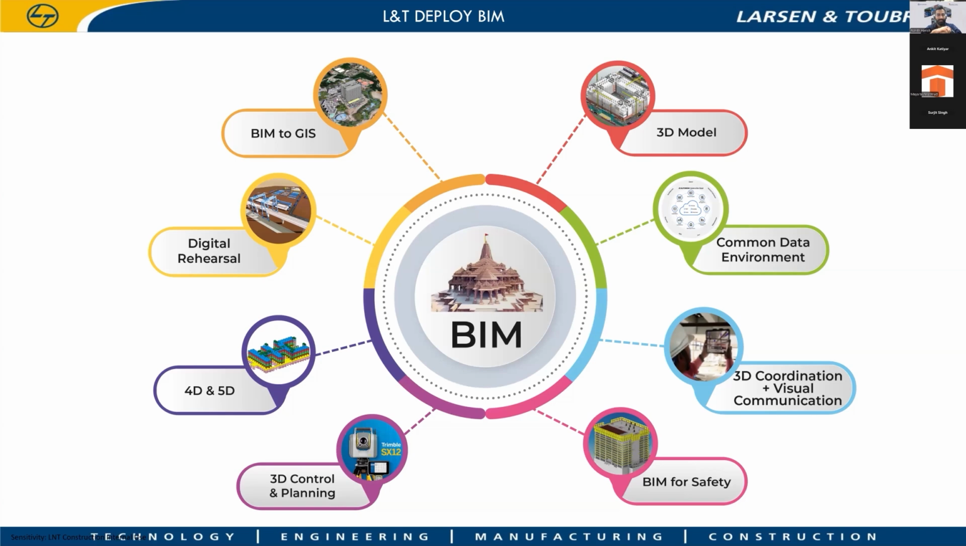And also we deploy BIM at field, starting from 3D coordination. We deploy BIM for safety, and we are proud to say that L&T is one of the first in India, even across the globe, where we have used 8D, which is BIM for safety, extensively. I will talk about it in detail in the dedicated slides. And also, we have used BIM for 3D controlling and planning, where we have brought the BIM model to the total stations to do various analysis. And also, we deploy BIM in 4D and 5D, which is about connecting the timeline parameters to the BIM model, and also adding cost to it.